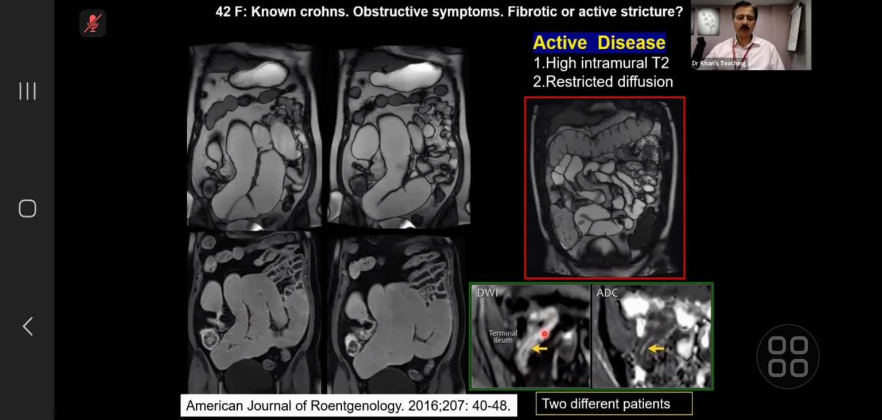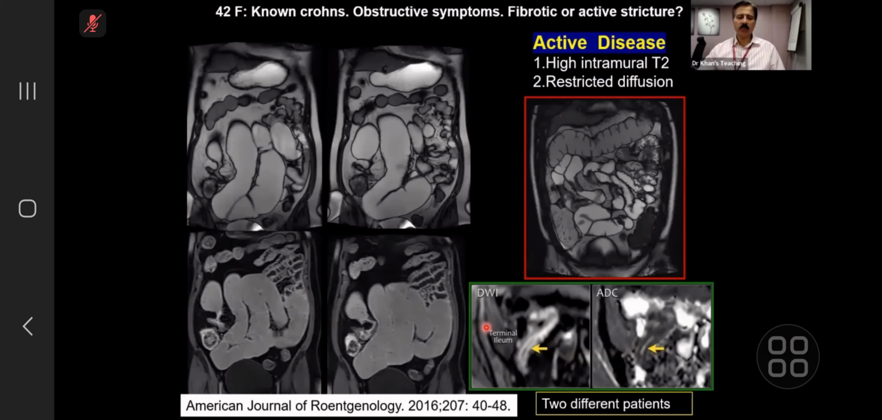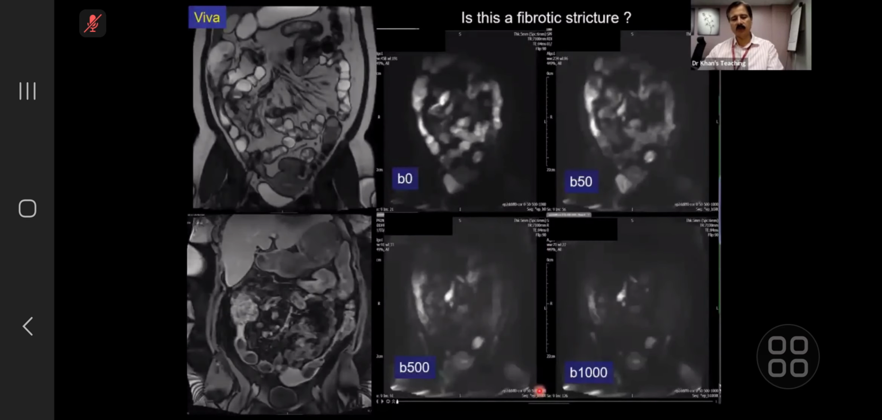And so here, this is from literature, where you can see restricted DWI, high signal on DWI and low signal on ADC map. This is a very important Viva question, and this is a very important question in your day-to-day life, where surgeons will ask you in the MDT whether it is fibrotic or not, because if it is still active, the patient might still be a candidate for what we call medical treatment. If it is fibrotic, then it is surgical treatment.